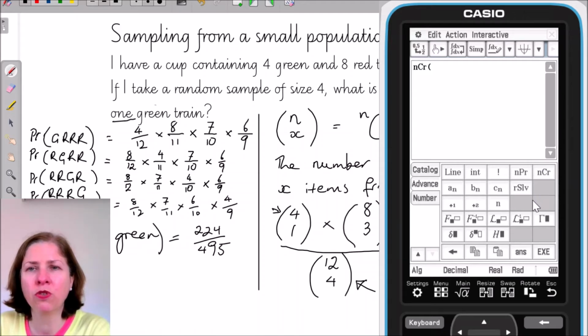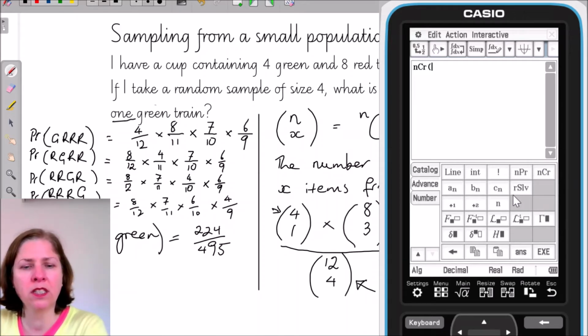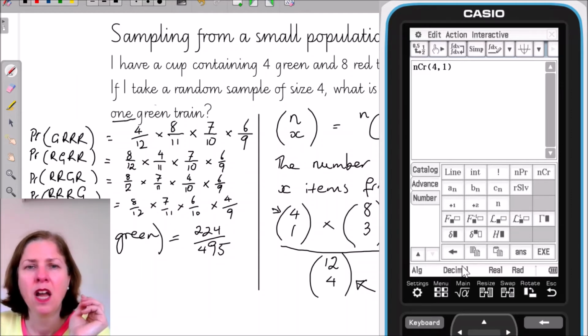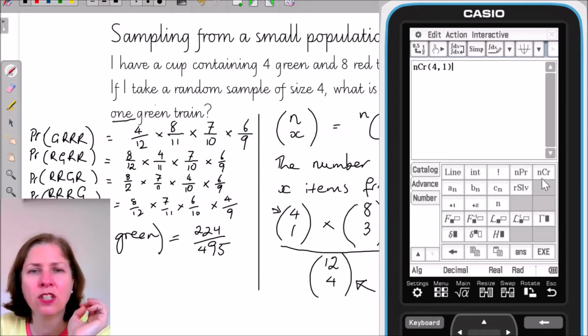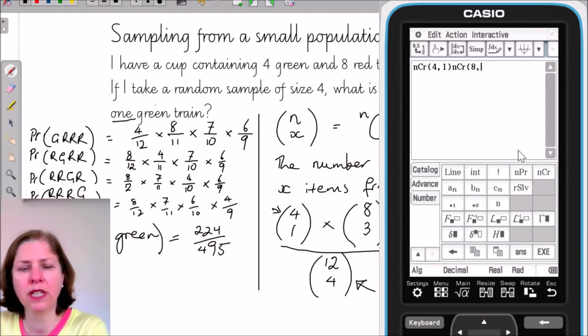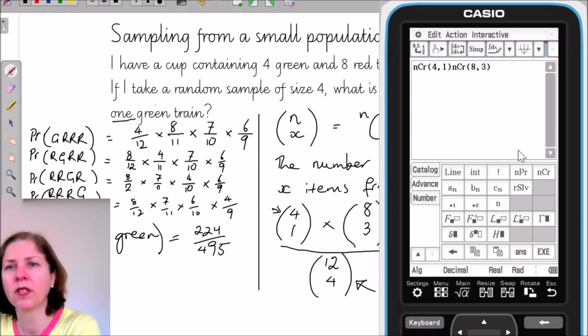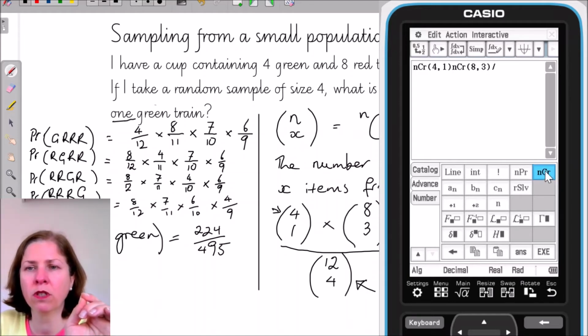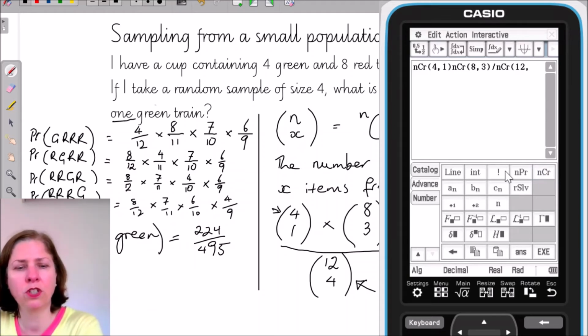So I want to do 4 choose 1. I just go 4, 1, close my bracket. I'm going to multiply that by 8 choose 3. And then I'm going to divide that. My denominator is 12 choose 4.